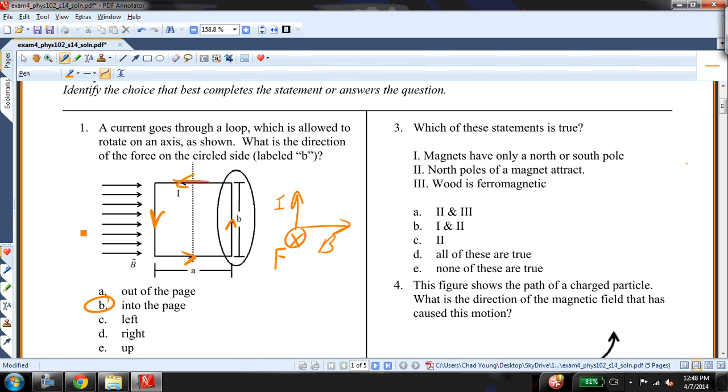Which of these statements is true? Magnets have only a north or south pole. That's not true. They have both always. North poles of a magnet attract. That's not true. They repel. And wood is ferromagnetic. That's also not true. So none of these are true.